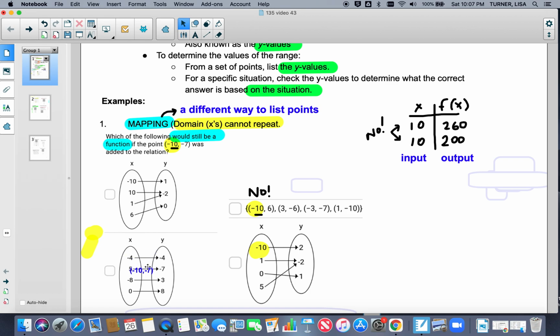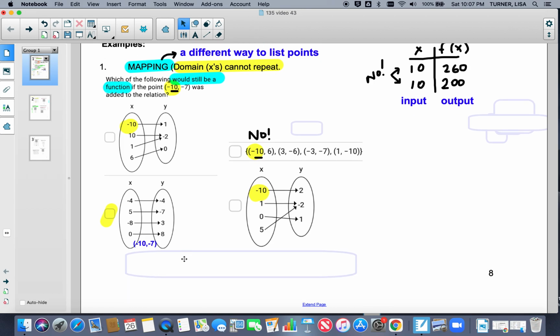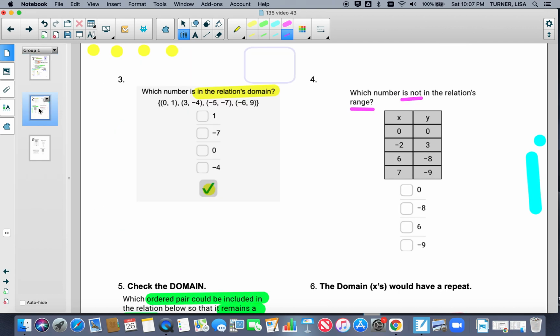Over here, there we go. There is my function there. It would still be a function if I added the point 10, -7, right? And I can put it kind of right down there. And then I'm just going to highlight here that that one definitely would not be the function. So if you could add this one little line here, the bottom, yes, still a function because the x's don't repeat. That is the one that works. This one right here. Make sure I mark it carefully. All right, let's turn the page and let's just look at a few examples.